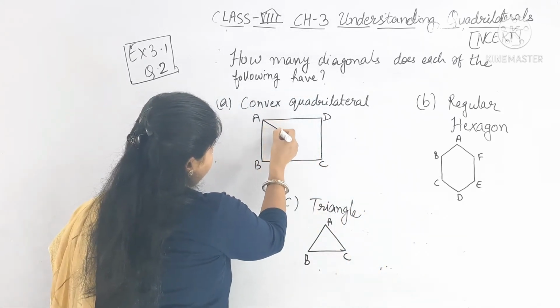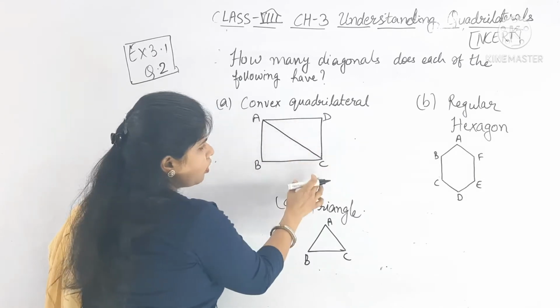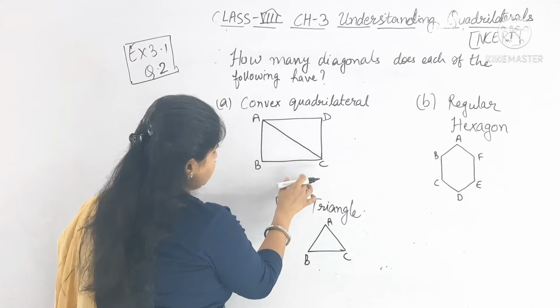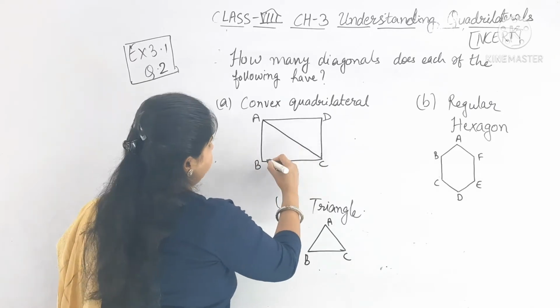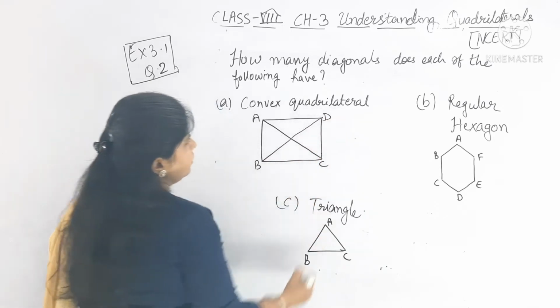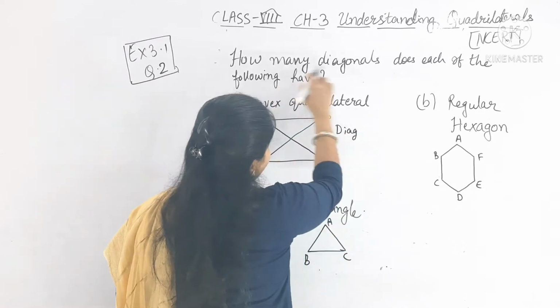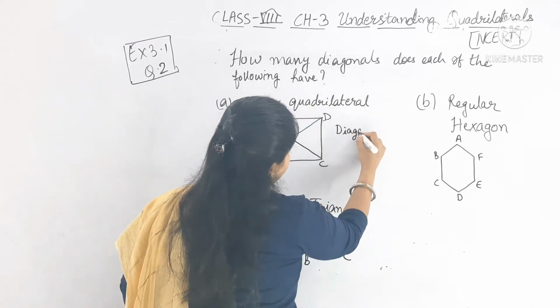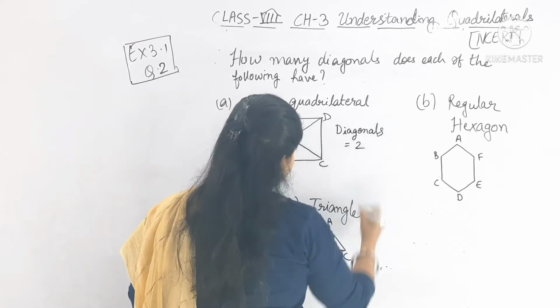A diagonal is the line segment joining two non-consecutive vertices. So these are the vertices and the opposite vertices are here. One diagonal and two diagonals. So how many diagonals? The number of diagonals asked here: diagonals equal 2.